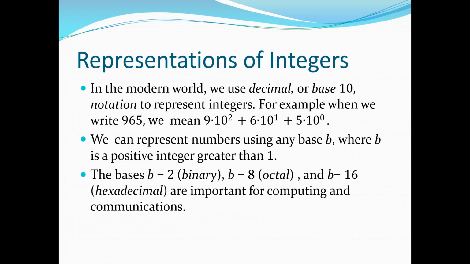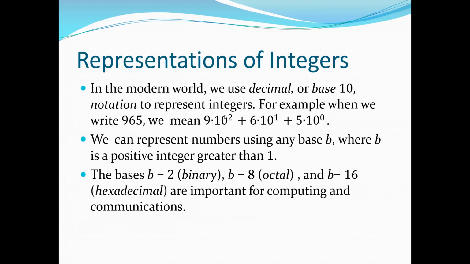For example, we have 965. The positional value of 5 is 10 raised to 0. For 6, it's 10 raised to 1. 9 is 10 raised to 2. So these are your ones, tens, and hundreds.